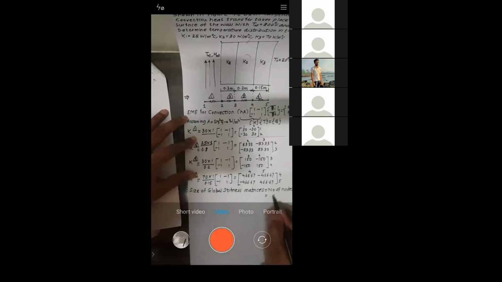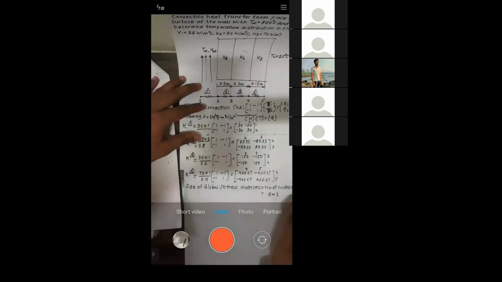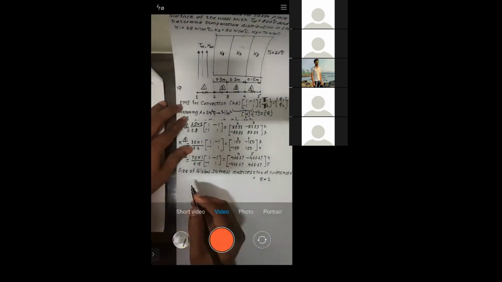Movement. Here it is not a movement. Here it is the temperature. It means the possibility of how much it can move. Here the degree of freedom is temperature. All of you understand? Here the degree of freedom is a temperature. Okay, so we should have a global matrix of size 5 by 5, right?